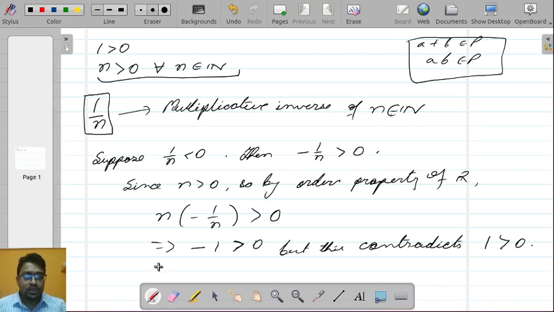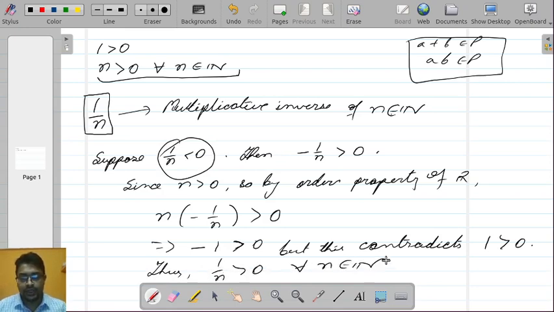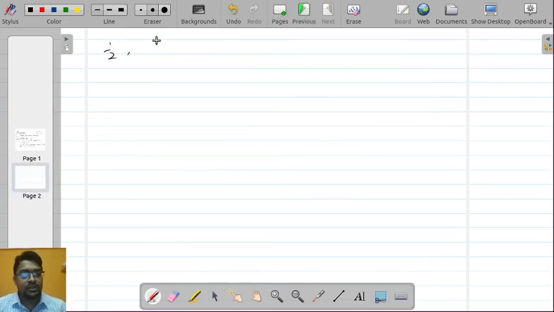Thus our assumption was incorrect. We had assumed that 1 by n is less than 0. So thus 1 by n has to be greater than 0 for all n belonging to the natural numbers. Given any natural number, 1 by n is always positive. So numbers like half, 1/3, 1/4 are all positive numbers, all greater than 0.